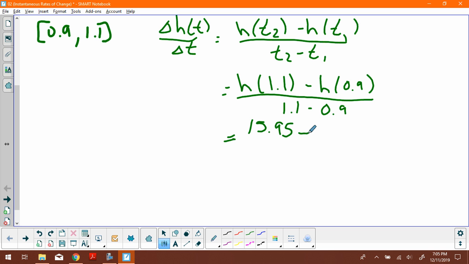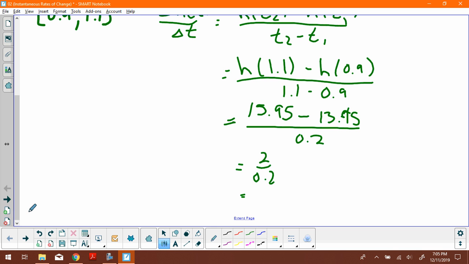that is 13.95 over 0.2. When I subtract the top, I get 2 over 0.2. And in this case, I get 10. So it looks like it's 10 meters per second.